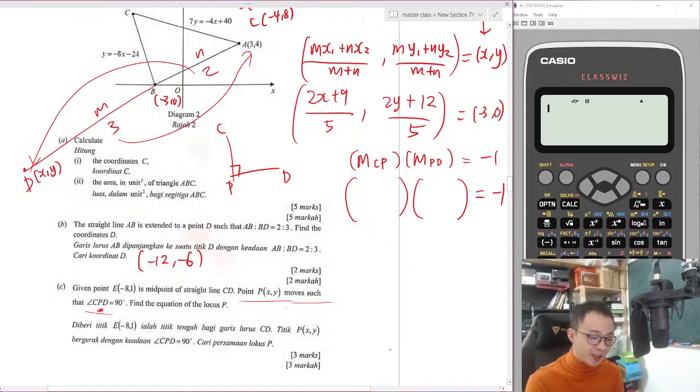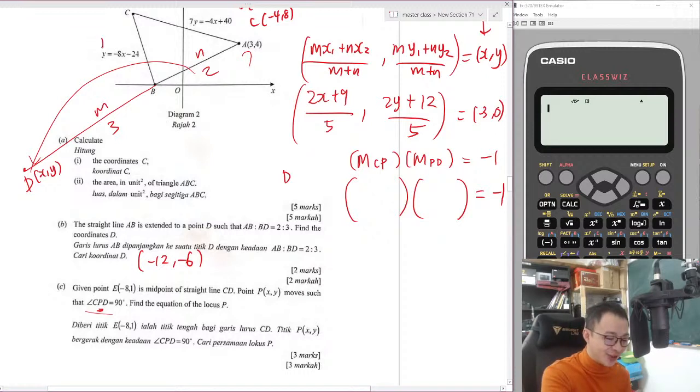Okay, so P, they tell me P equals XY. How to get the coordinate B? You just make y equals 0 in this equation. Sub y equals 0 here. Then you will get 3, 0 here. Negative 3, 0, sorry.